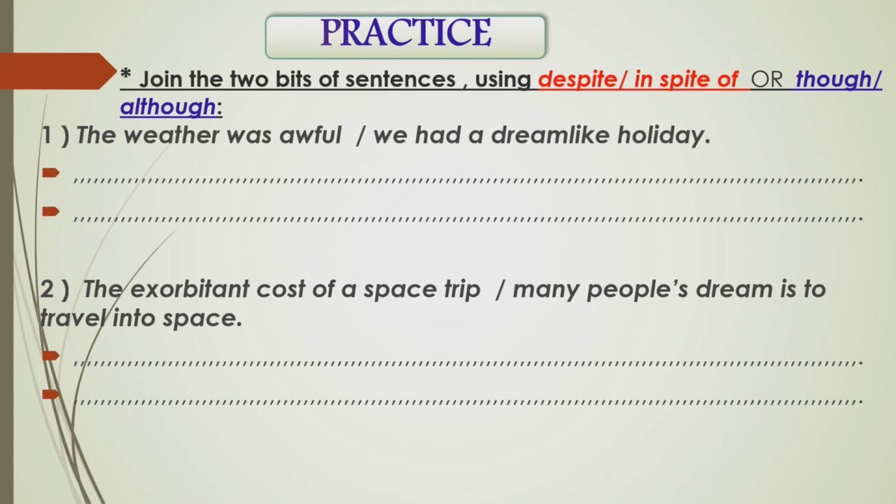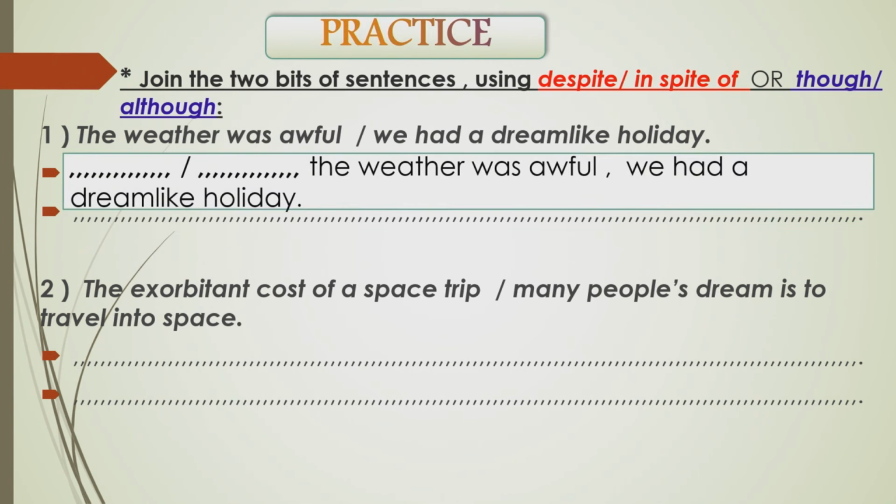Now, the second: the exorbitant cost of a space trip. That's the first bit. The second is this: many people's dream is to travel into space. Well, you have noticed here that the answer is there, but we have to choose the right conjunction.